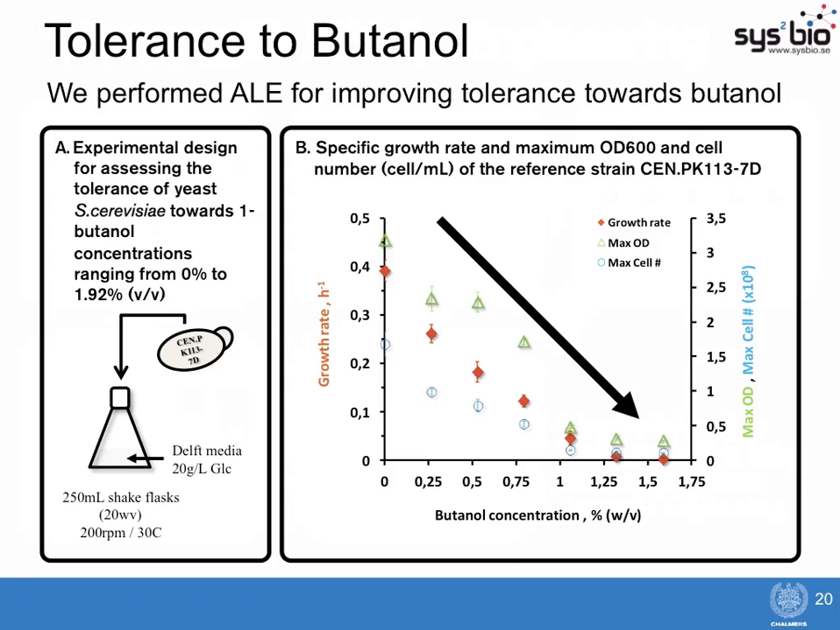And so what we're doing here is that we're doing serial shake flask transfers typically with increasing butanol concentration, with the objective to basically, you can see here for the wild type strain, the drop in specific growth rate with increasing butanol concentration. The objective is, of course, to push this up and find mutant strains that have a higher specific growth rate at a higher butanol concentration.